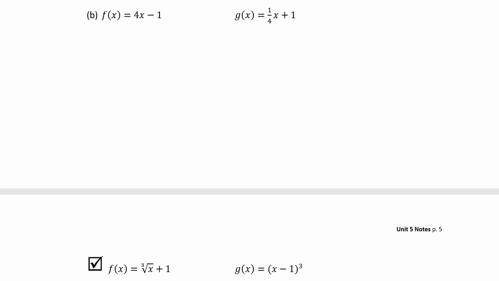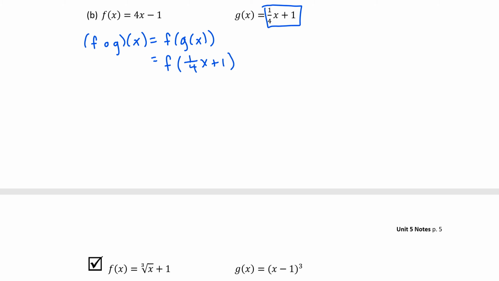We're going to evaluate the forward direction, f composed with g of x. This means f is on the outside, g is on the inside. So I'm going to replace the function g of x with its function rule, which is 1/4 x plus 1. Then we're going to take that and plug it into the function called f, where we see the argument x, or putting 1/4 x plus 1 in that box. With our distributive property, we end up with 4 times 1/4, which is 1x, plus 4 minus 1. When we simplify, we end up with x plus 3.